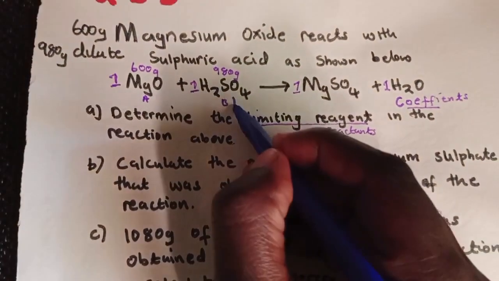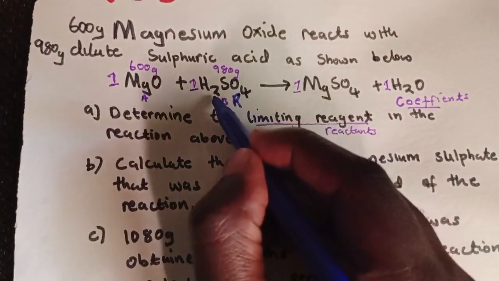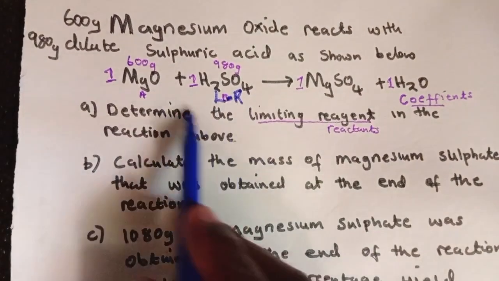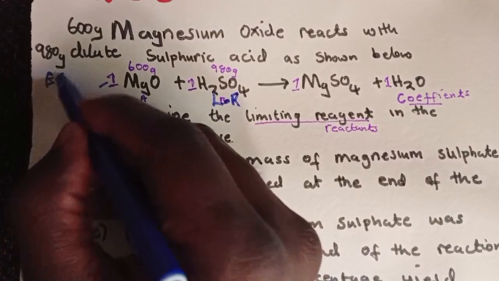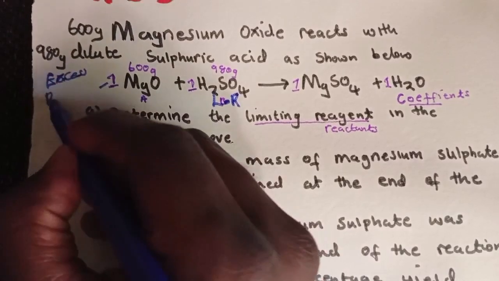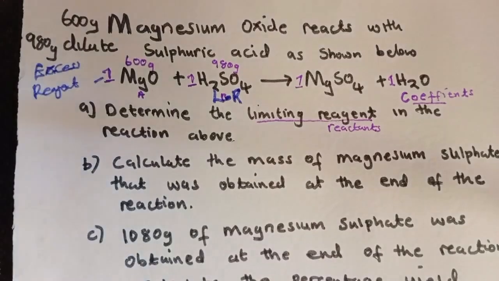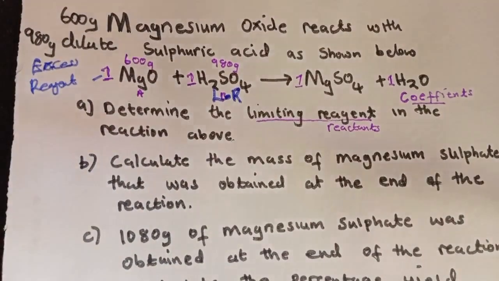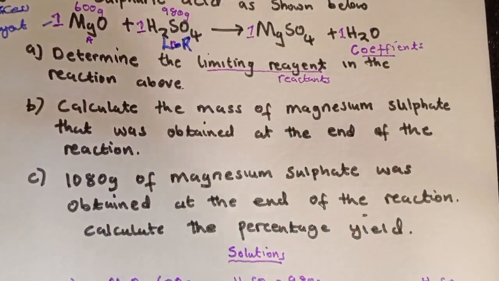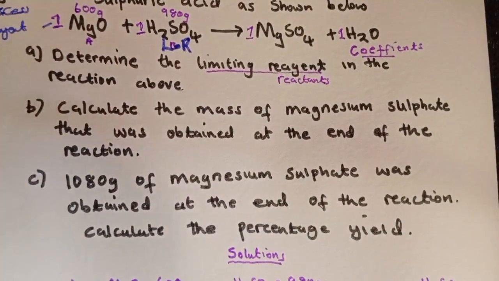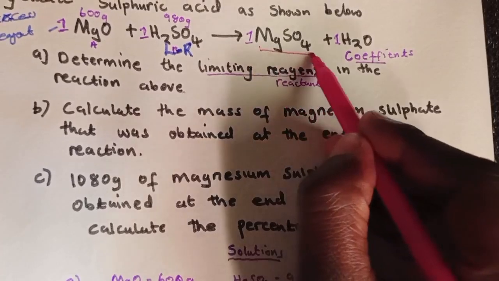Okay, go back to the equation. So this is the limiting reagent. Now what is this? This is called the excess reagent. The one which is not the limiting reagent is called the excess reagent, just for you to know. After you have found the limiting reagent, you can proceed to the other questions. Question B says, calculate the mass of magnesium sulfate that was obtained at the end of the reaction. So we need to find the mass of magnesium sulfate collected at the end of the reaction.